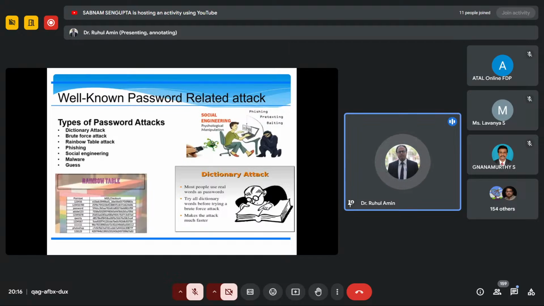So these are the well-known password related attacks. I hope you are familiar with them, for example the dictionary attack, right?